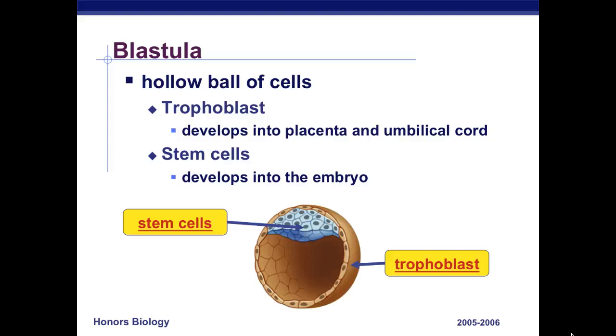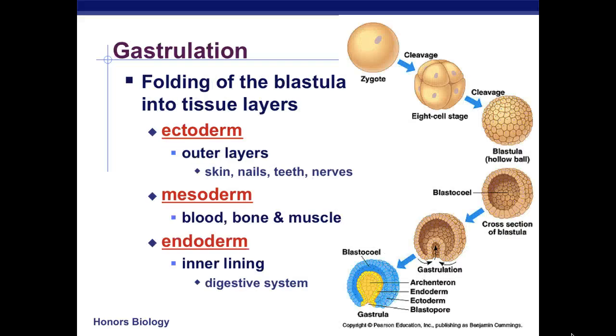Stem cells are undifferentiated cells. Those are cells that have not been decided in what they're going to be able to do. Then we have gastrulation. Gastrulation is the folding of the blastula into tissue layers. So we have three tissue layers. We have the ectoderm, the mesoderm, and the endoderm.